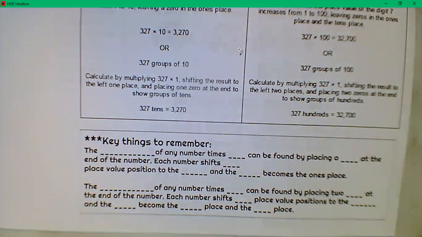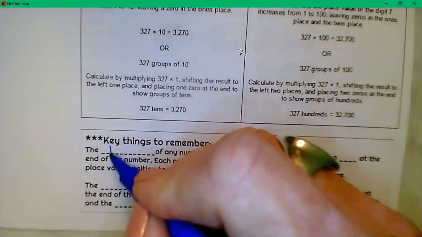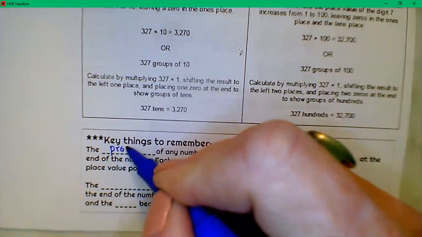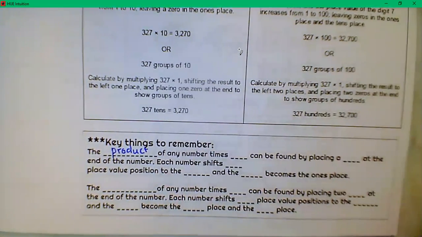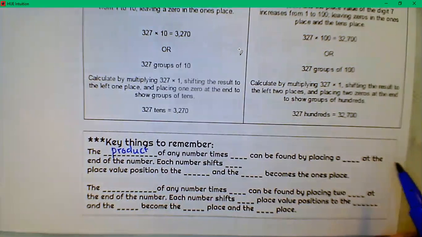First of all, it says the blank of any number. What are we looking for in this exercise today? Jackson? We're looking for the product. The product. So we are looking for the product of any number times what? 10.